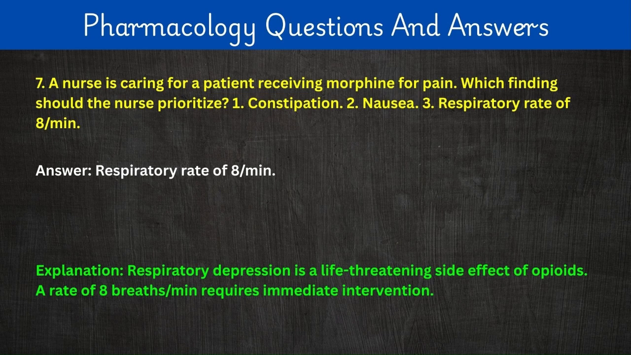7. A nurse is caring for a patient receiving morphine for pain. Which findings should the nurse prioritize? 1. Constipation. 2. Nausea. 3. Respiratory rate of 8 per minute. Answer. Respiratory rate of 8 per minute. Explanation. Respiratory depression is a life-threatening side effect of opioids. A rate of 8 breaths/min requires immediate intervention.